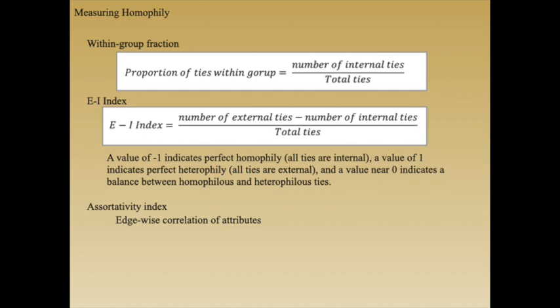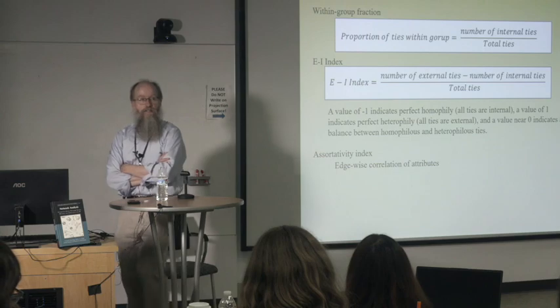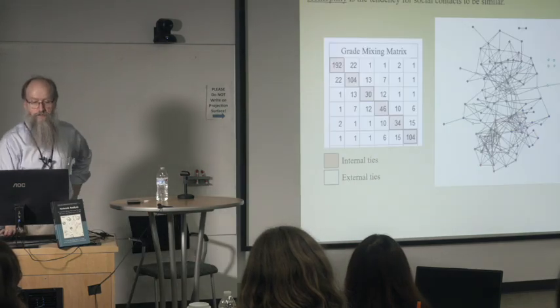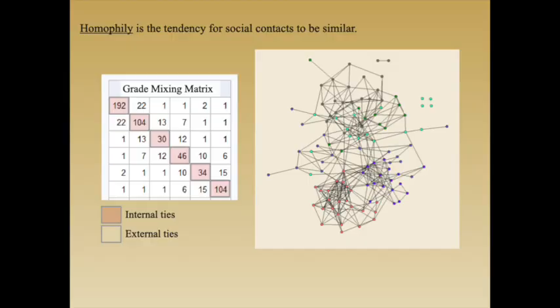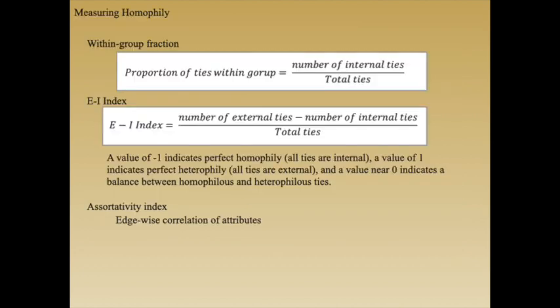The simplest possible way to do it would be to say, well, what proportion of ties fall inside the group versus between the groups? So you just take the ratio of the number of ties on the diagonal versus the rest of the ties in the network, and that gives you a nice, easy to interpret, very simple measure.